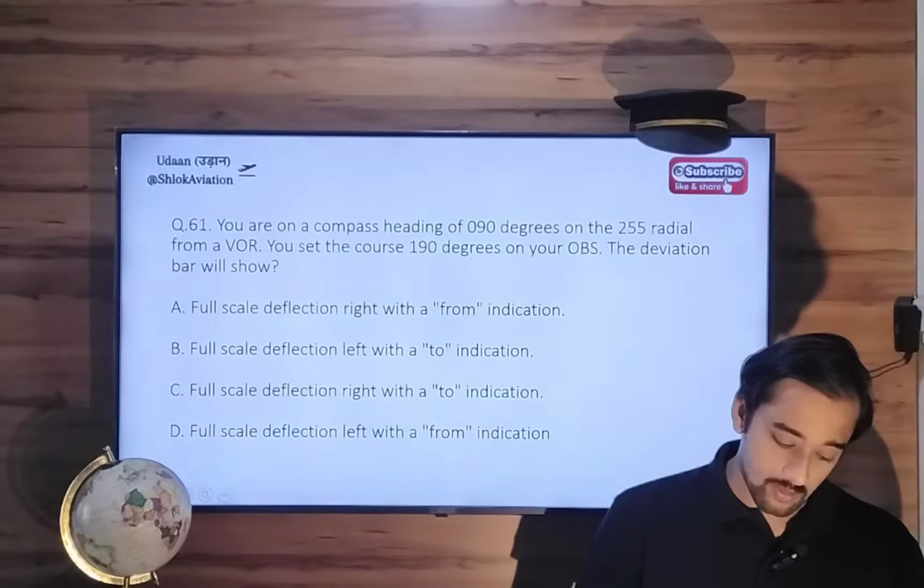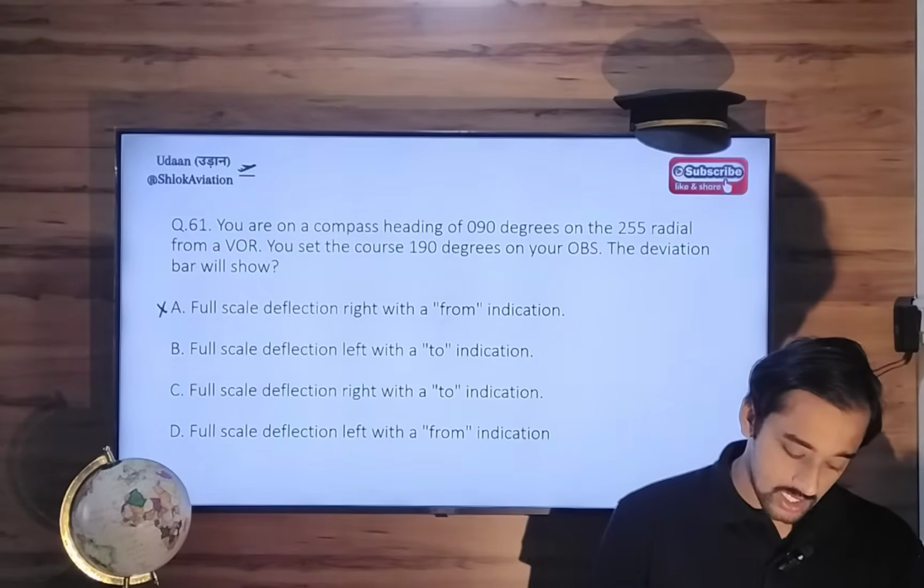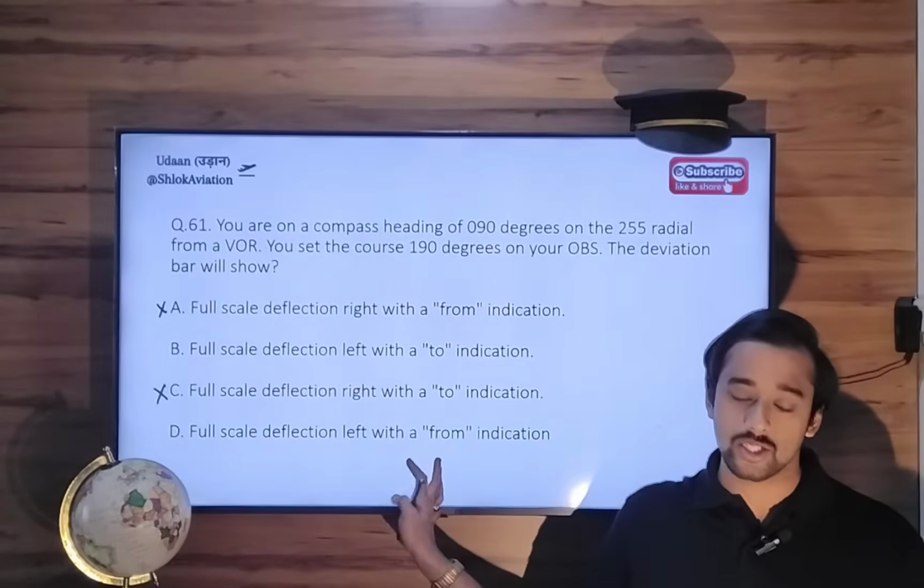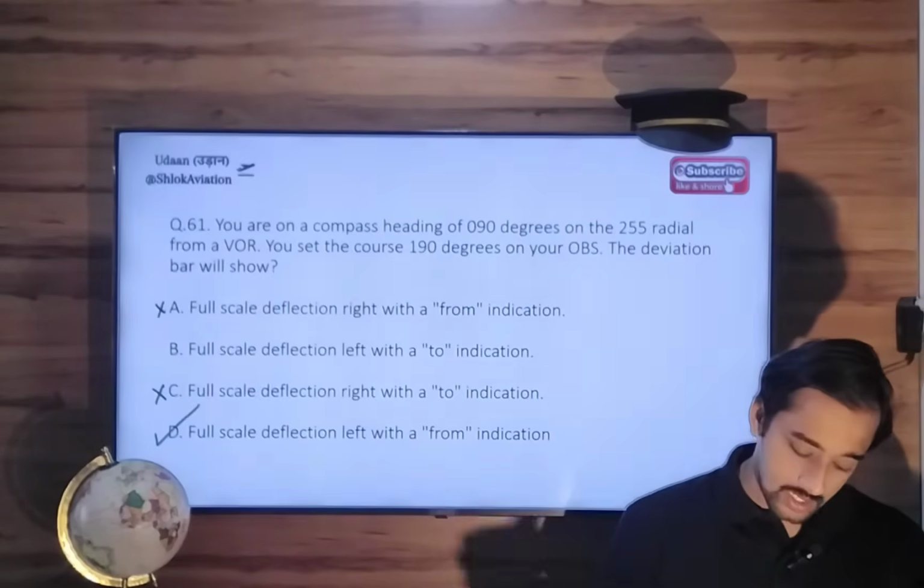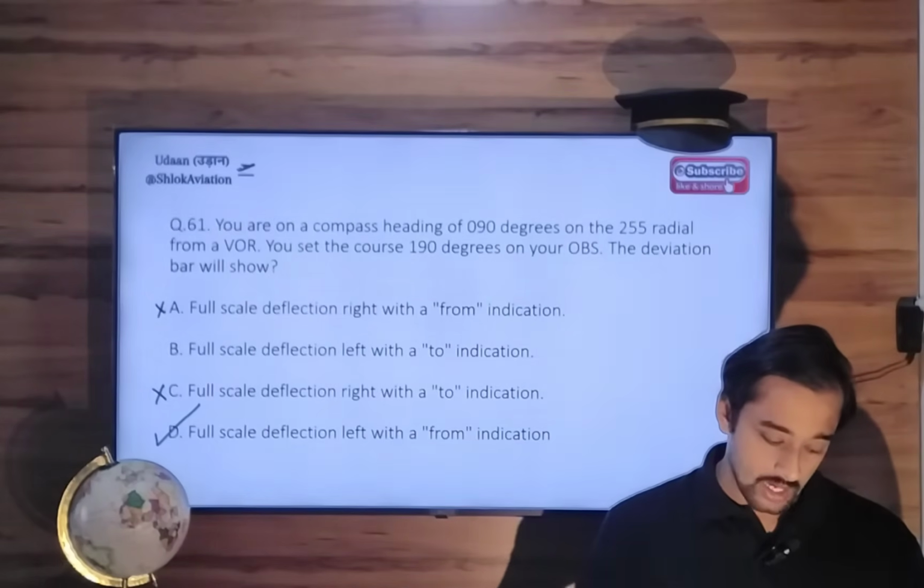So the correct answer will be full scale deflection right. That is wrong. Full scale deflection right is wrong. Full scale deflection left with a to indication. Full scale deflection left with a from indication. So the correct answer will be Delta: full scale deflection left with a from indication.